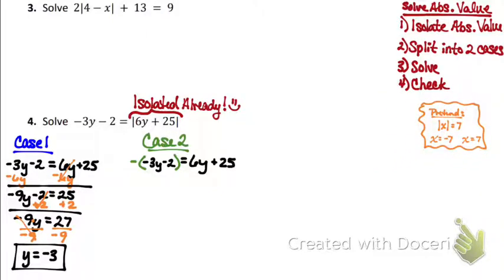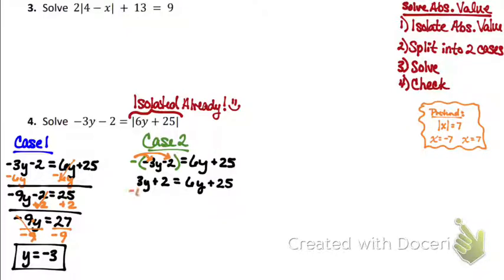Let's go solve case 2, and then we'll check each of these answers separately. We have to do 2 separate checks, one for each answer. First thing I need to do here is get rid of these parentheses. How do I do that? We're going to distribute that negative sign. If I multiply a negative by a negative, what happens? Positive. So this is going to be 3y plus 2 equals 6y plus 25.